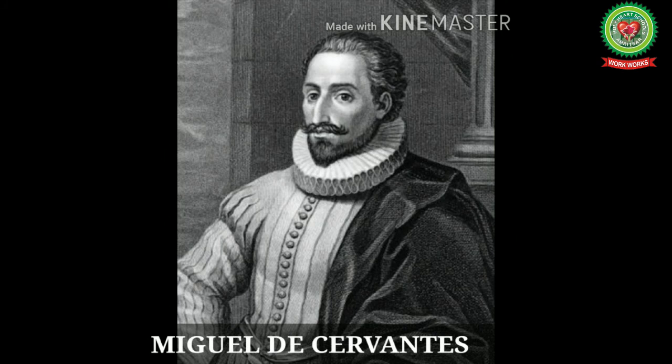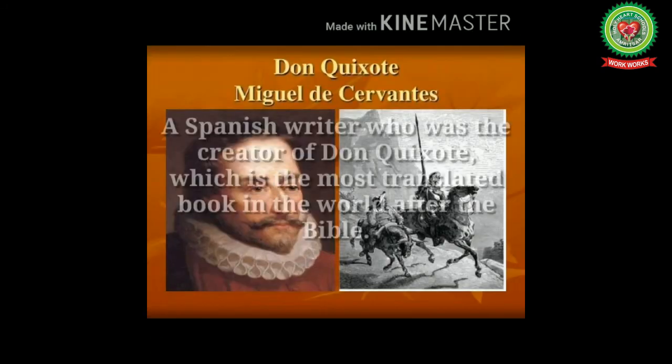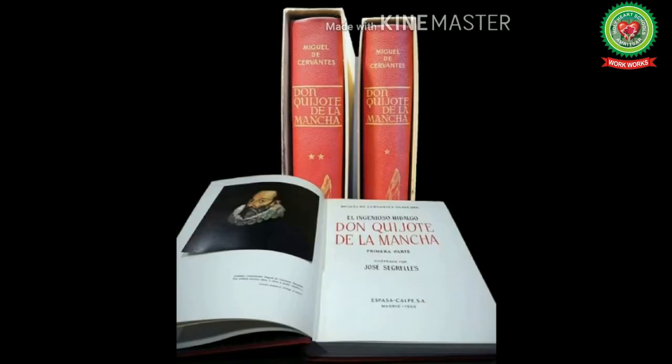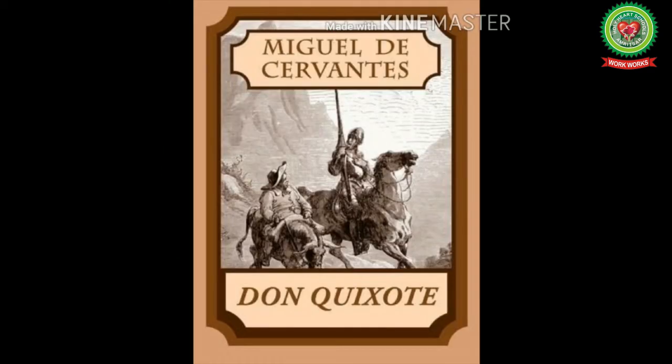Next one is Miguel de Cervantes. Miguel de Cervantes was a Spanish writer widely regarded as the greatest writer in the Spanish language. He is best known for Don Quixote, a classic of Western literature published in 2 parts between 1605 and 1616, sometimes regarded as the first modern novel and the most influential work of fiction ever written. It is the most translated book in the world after the Bible.